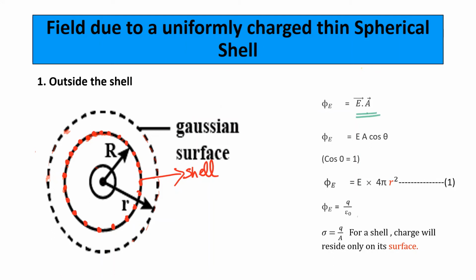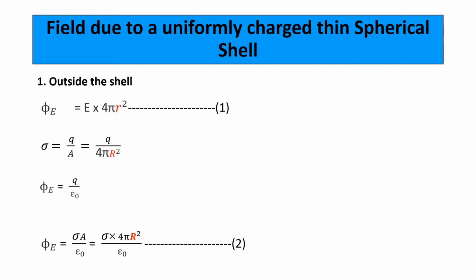According to Gauss law, phi E is equal to Q by epsilon naught. Here we have to consider the surface charge density. Sigma is equal to Q by A. The general equation for phi E outside the shell is phi E is equal to E into 4 pi r squared. Sigma is equal to Q by A, where A is equal to 4 pi r squared.